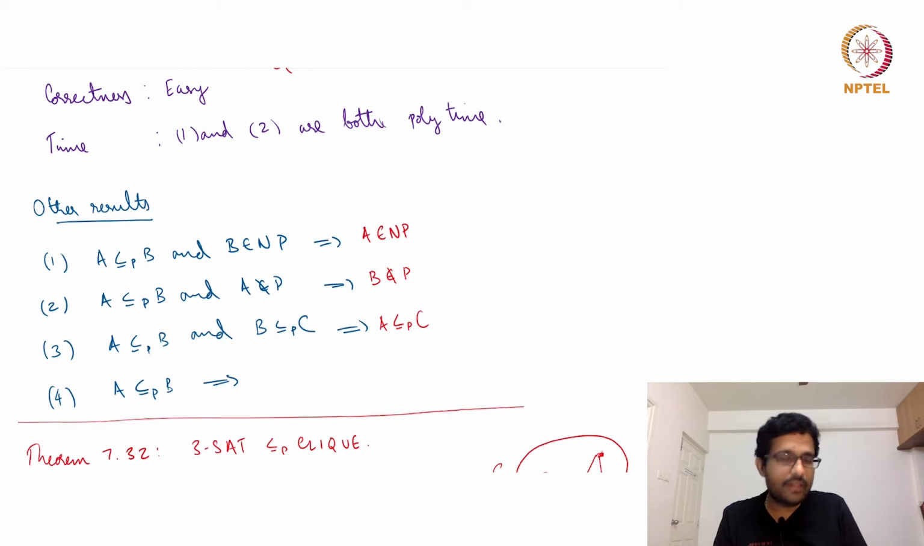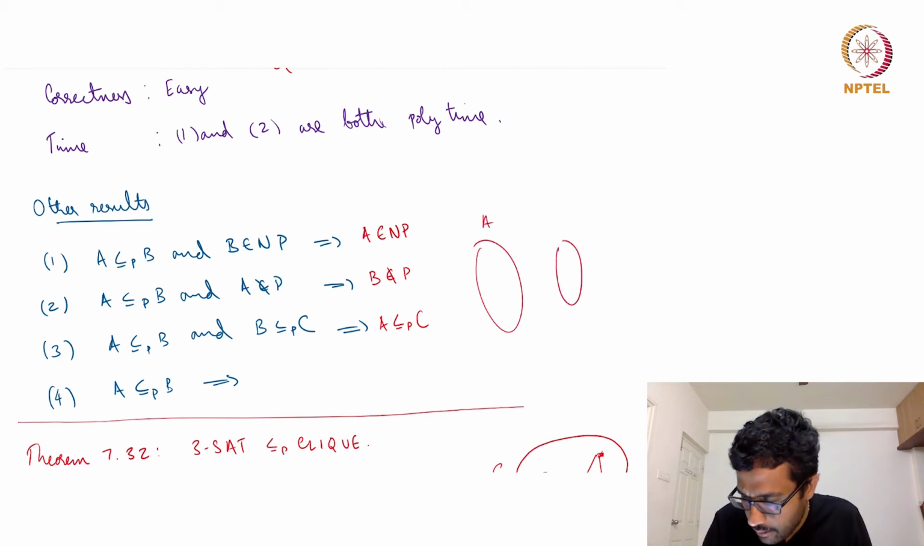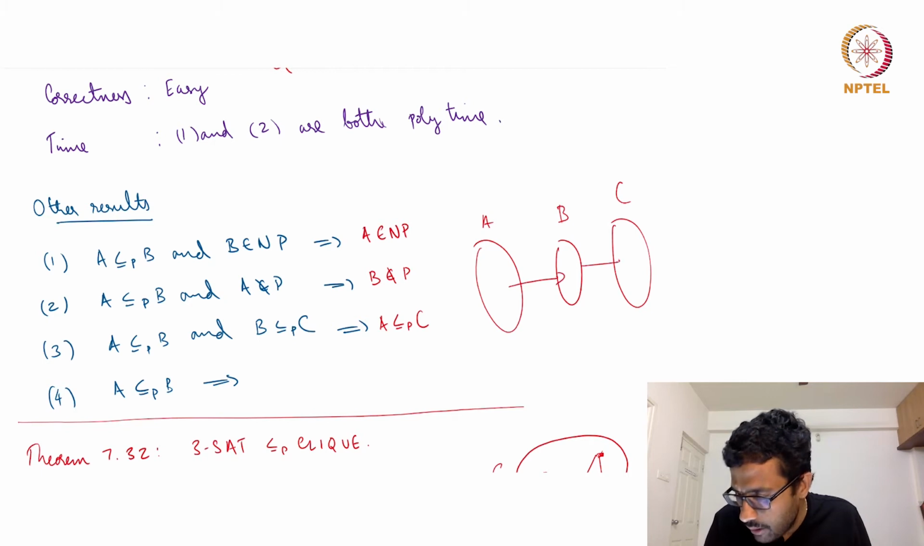Whatever function reduces A to B, you could compose that with another one. So basically you get instances A, B, and C. You reduce from A to B and then reduce from B to C. You can just combine these functions to get a combined function that reduces A to C.